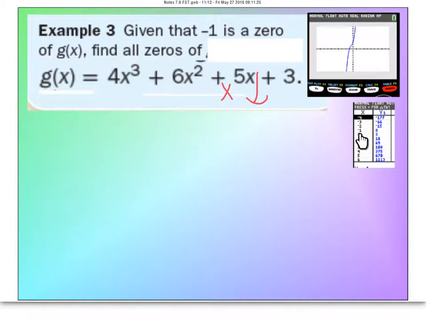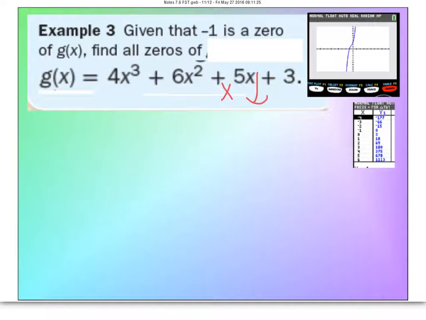So that means negative 1 either happens 3 times or there is a pair of imaginary answers. The only thing I can do is take this 0 and make it a factor and long divide it out of here and see. So let's set up the long division. 4x cubed plus 6x squared plus 5x plus 3. It's in standard format, no missing terms, so it's going to work. And the 0 was negative 1, so the factor is x plus 1.